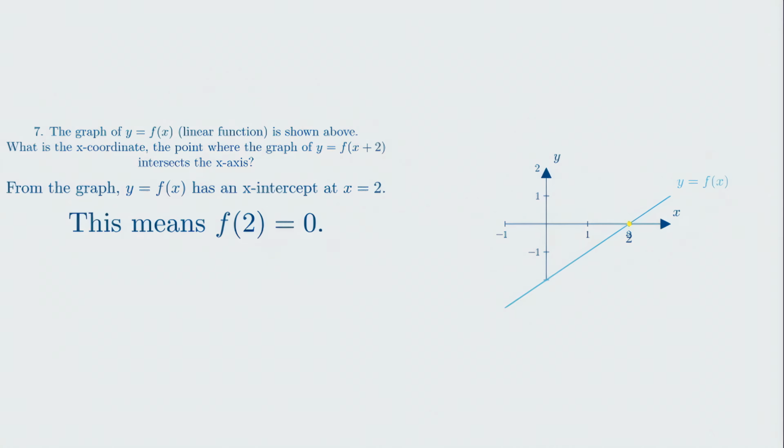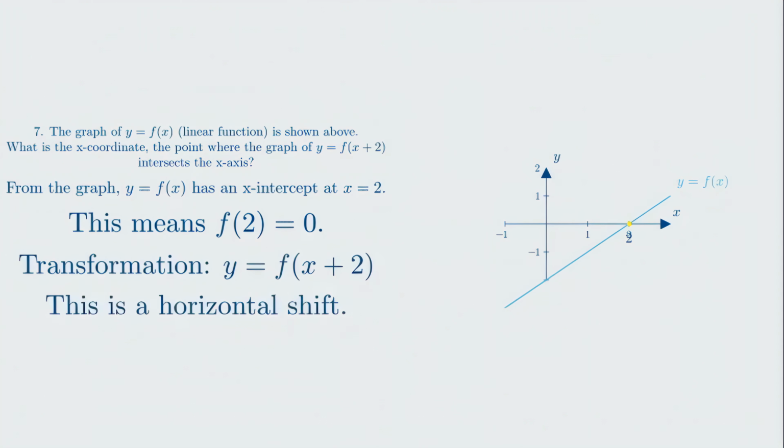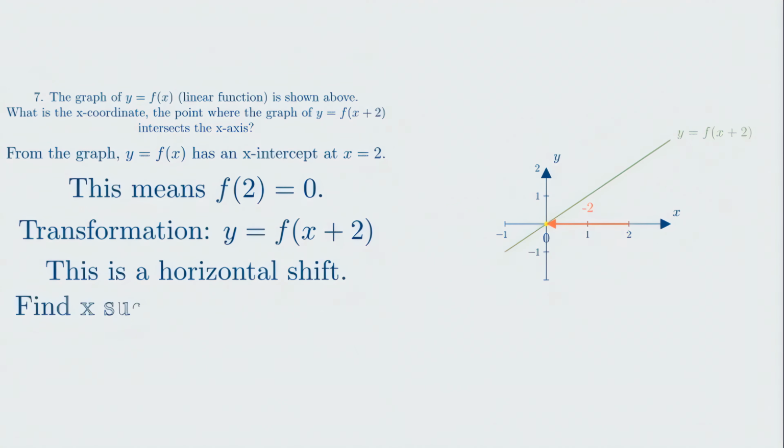Now, let's consider the new function, y equals f of the quantity x plus 2. This is a transformation of the original function. Specifically, the transformation f of x plus k, where k is positive, represents a horizontal shift to the left by k units. In our case, k is 2, so the graph is shifted 2 units to the left. We want to find the new x-intercept. This means we want to find the x value where f of x plus 2 equals 0.